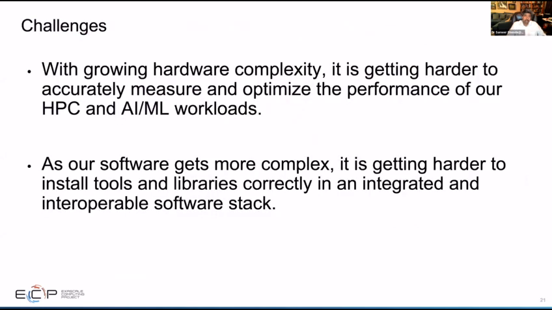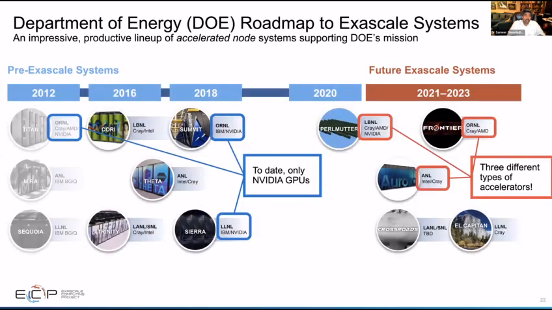And with TAU and Kokkos, the growing complexity comes into picture. The problem that we face is that as our software gets more complex, it's getting really hard to install the tools and libraries correctly in an integrated, interoperable software stack. We in the Department of Energy in the US are putting together many different HPC systems, and this is the transition. As you can see, there are the Summit and Sierra systems at Oak Ridge National Labs based on the IBM and NVIDIA partnership. And currently, Summit is the number two fastest computer in the world, located at Oak Ridge in Tennessee in the US.